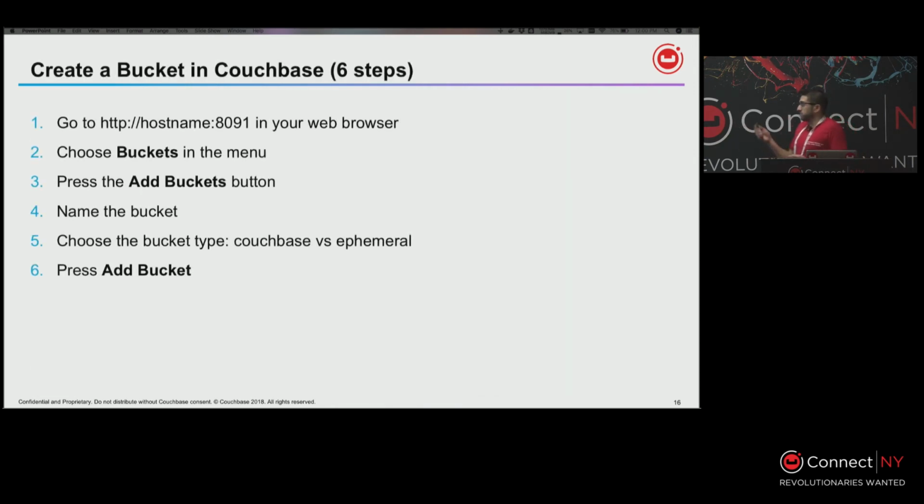So again, in 6 easy steps, how do you create a bucket? You go to your browser, port 8091, you go to the web console, you choose buckets in the menu, you press the add bucket button, you name the bucket, and you choose the bucket type. I say here Couchbase or ephemeral. Don't use memcached anymore, and press add bucket.